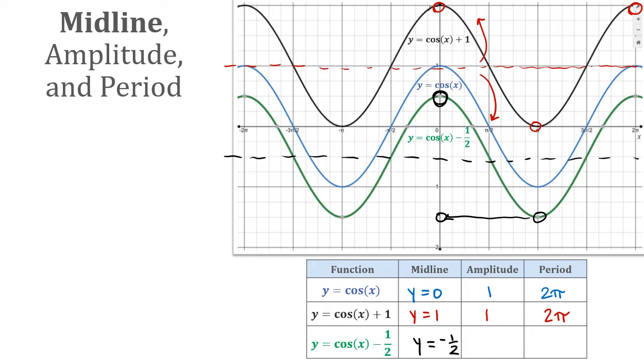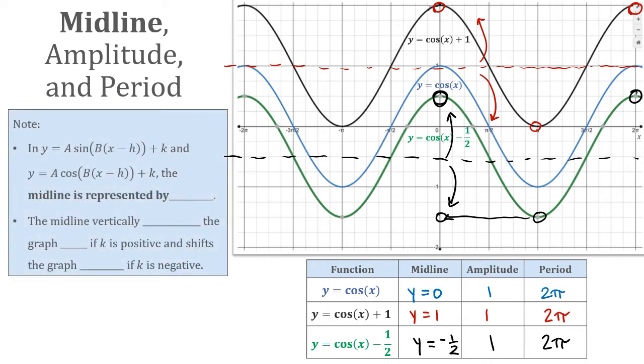From that negative 1/2, I go up, I go down, still the amplitude is 1, and still the period appears to be 2 pi, right? I can see that I'm still ending at 2 pi. So what is the connection?